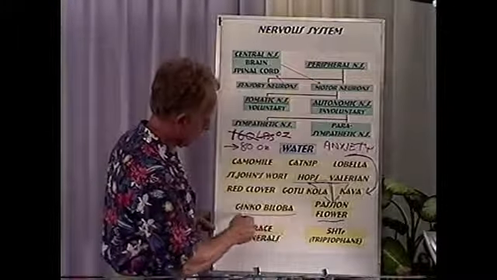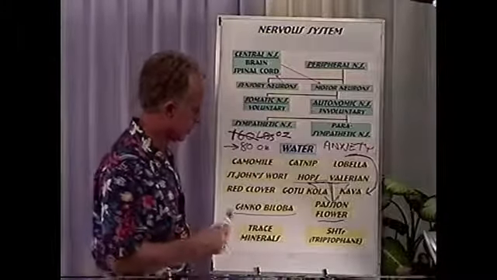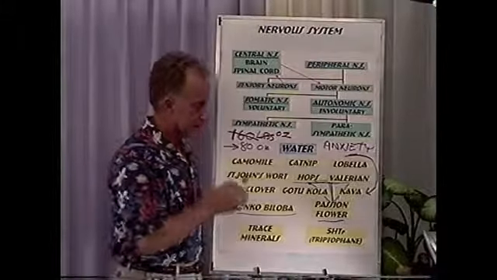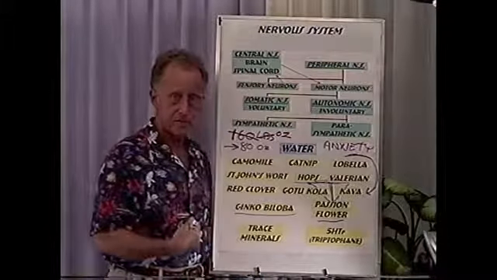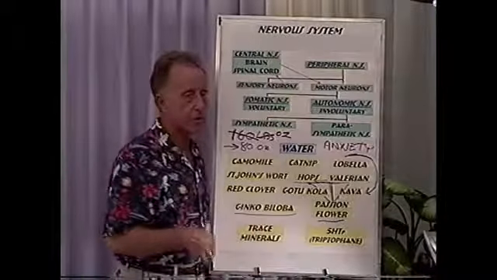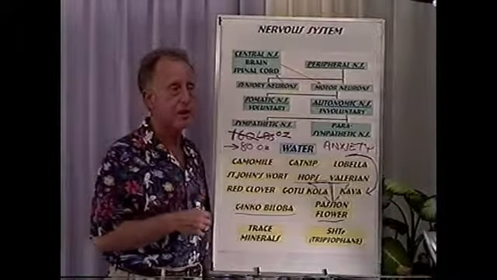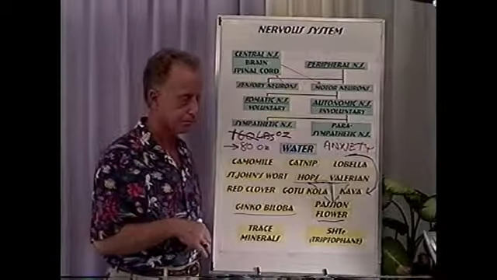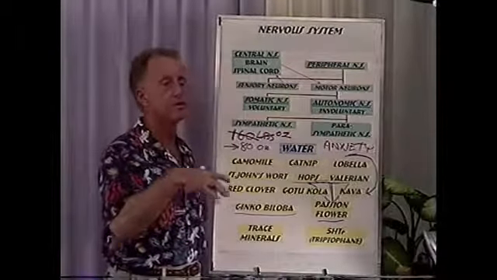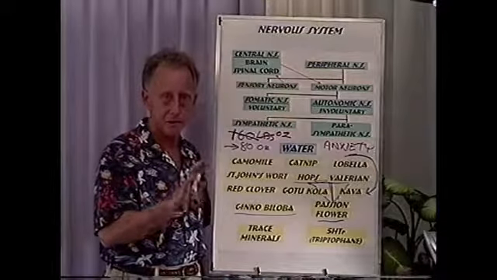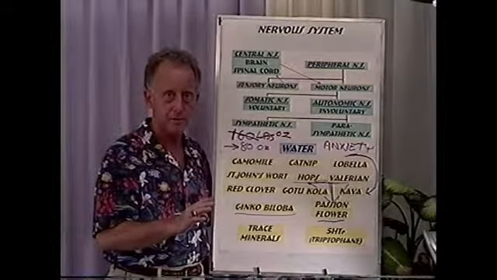I have ginkgo biloba here, an ancient herb. It's kind of a reparative for this system. It's mostly here because it'll turn up in a lot of memory formulas. It's an oxygenator of brain tissue. It helps with neurotransmitter work. It seems to do some healing with the Alzheimer's lesion situation.